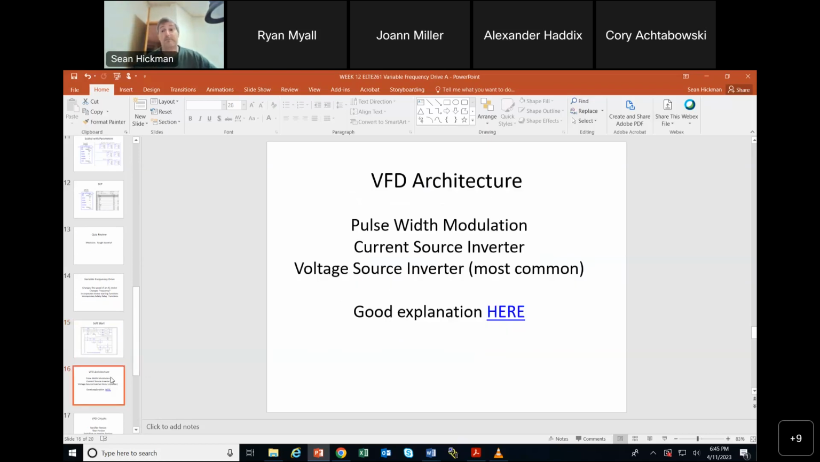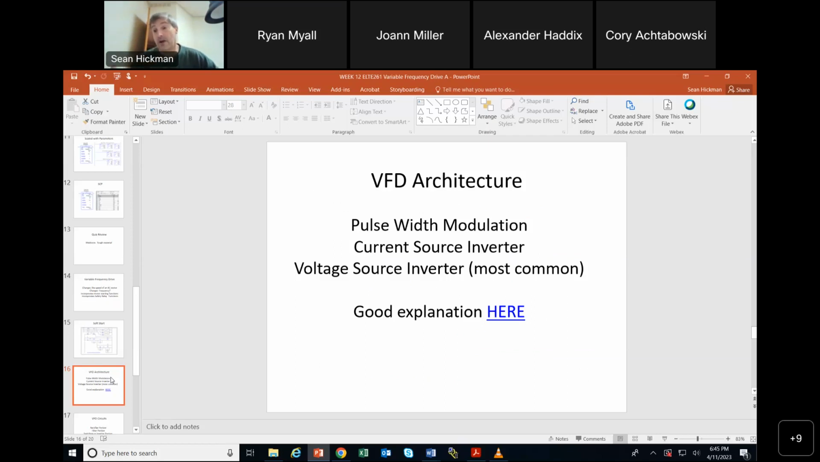VFD architecture. If you had 232, we went over all of this. I'm not going to knock myself out or knock you out talking about these. The thing when you go to size a VFD, or work on a VFD, variable frequency drive. And by the way, does anybody work on or see variable frequency drives at work? You guys see VFDs at work? Yes. Okay.